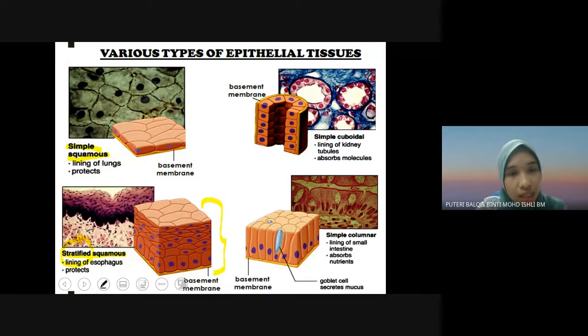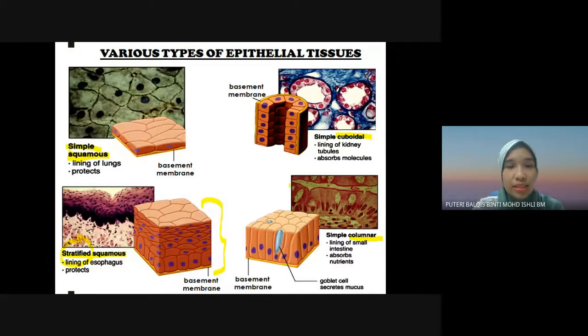Okay, macam ni lah. Simple epithelial tissue ni kita ada 3 jenis. We have squamous, cuboidal and columnar. Simple squamous epithelial tissue, simple cuboidal, simple columnar. Okay, and number 4, stratified, tahu satu je lah. Stratified squamous. Squamous yang bertingkat-tingkat. So this is a diagram that shows simple squamous, okay, simple cuboidal and simple columnar.